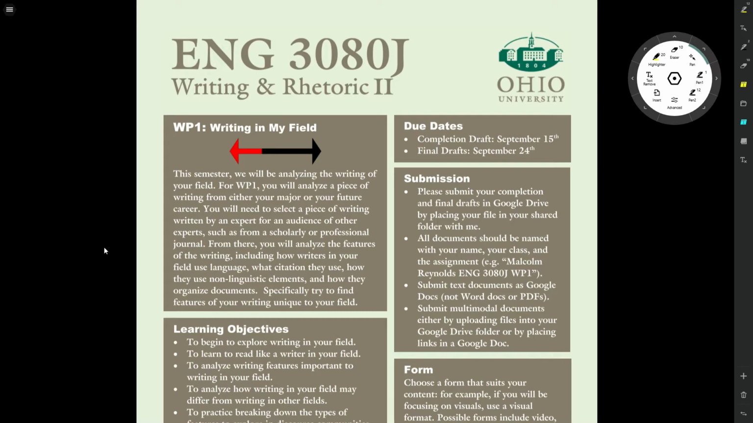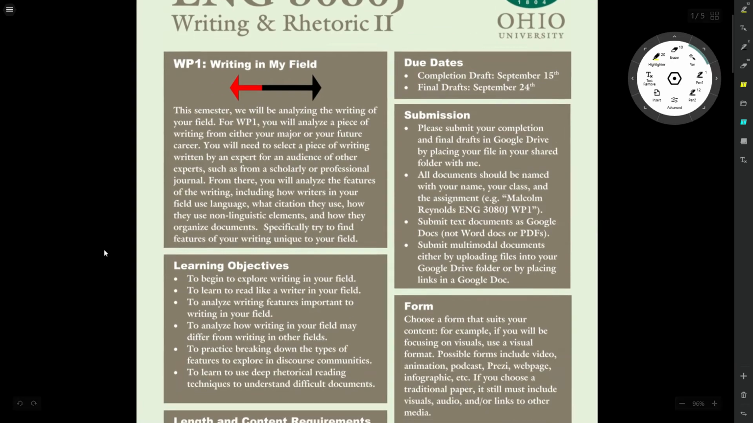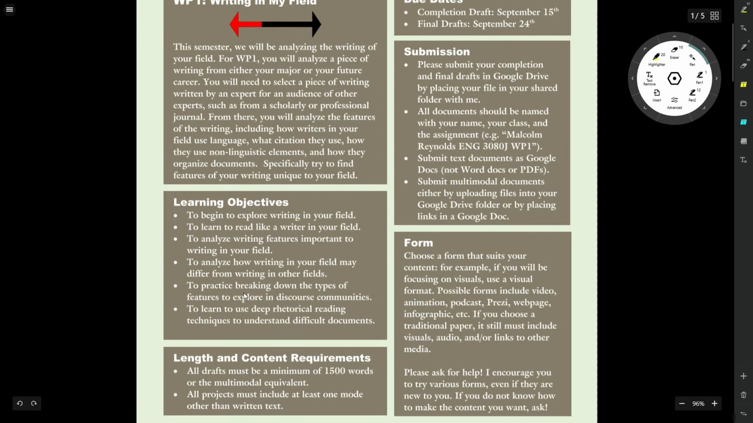After you do have a good article in place, what you'll do is you'll analyze the features of the writing, including how people use language, what citations they use, what non-linguistic elements they use, and how they organize the writing, among other things. Specifically, I want you to try to figure out what's unique about writing in your field. Please take a moment to read through the objectives on your own.